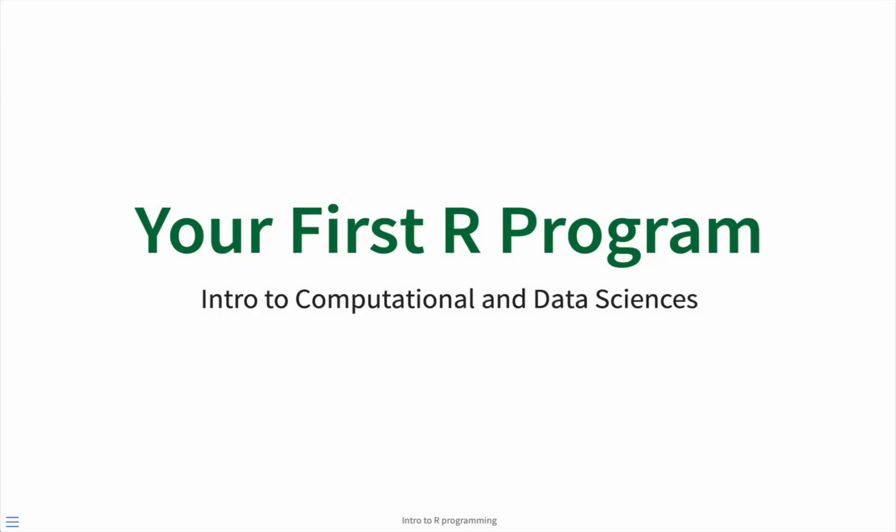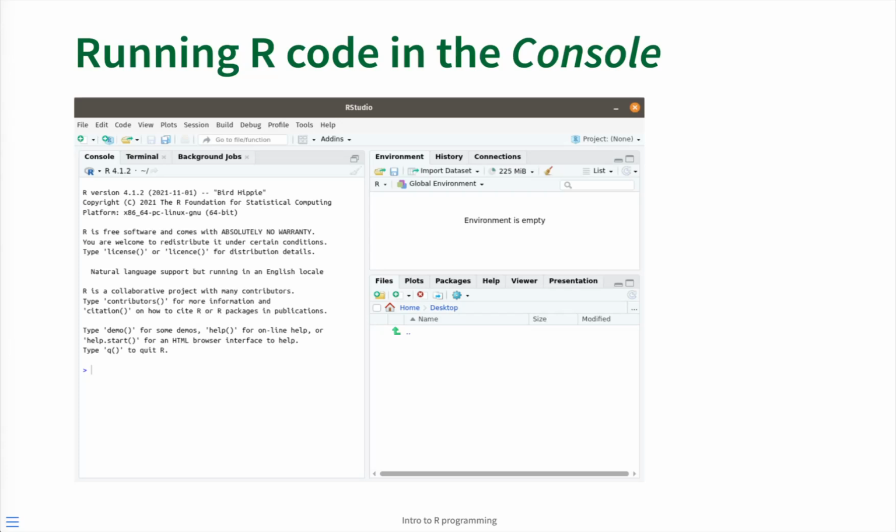In this video, we're going to create our first program in R. When you've opened RStudio, you can see that it contains a pane called the console, which in the screenshot here is on the left-hand side. This is where we can write and run R code within RStudio.